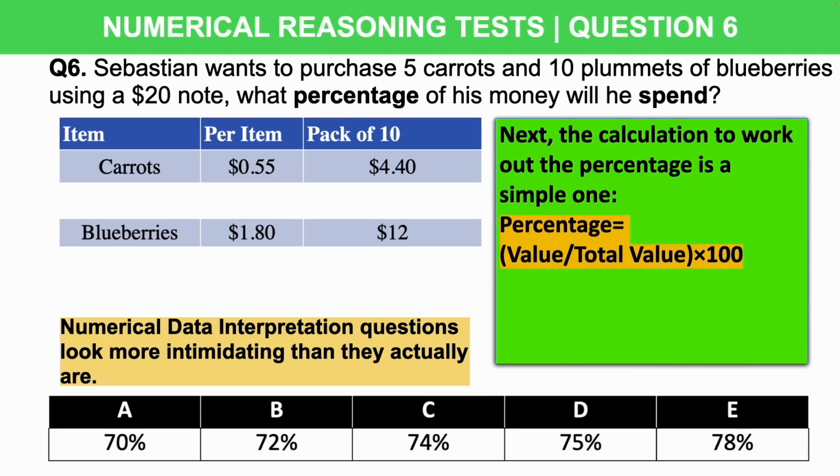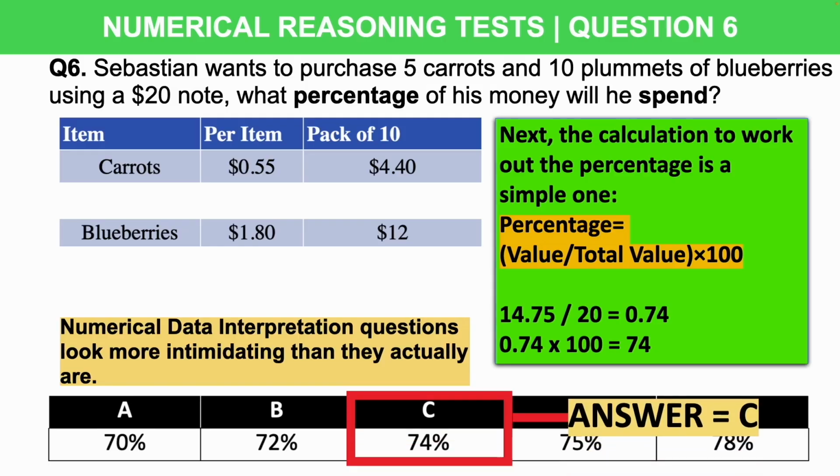Next, the calculation to work out this percentage is a simple one. It is this: value divided by the total value and then multiplied by 100. Again, just like earlier, we multiply by 100 to work out the percentage because the percentage is out of 100. So 14.75 divided by 20 gives us 0.74. 0.74 multiplied by 100 to give us our percentage is 74. So the correct answer is C, 74%.